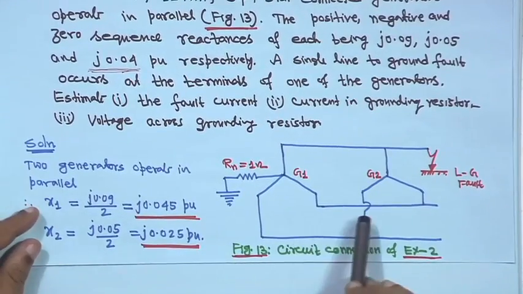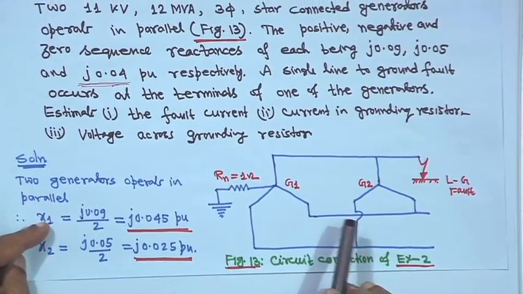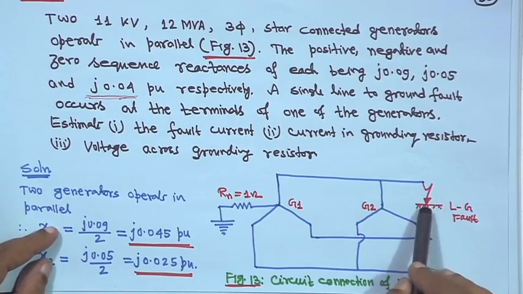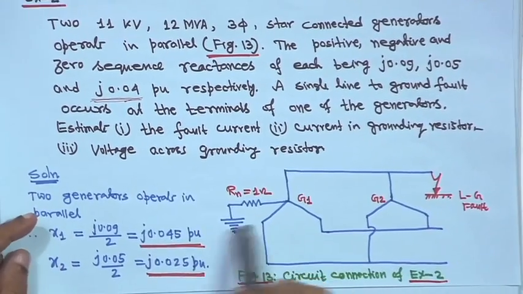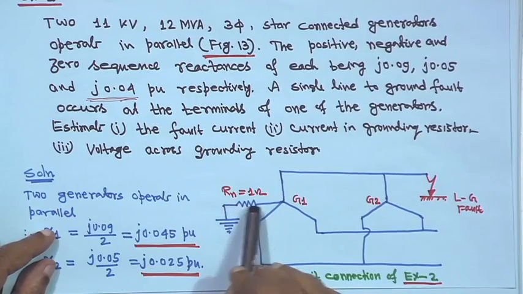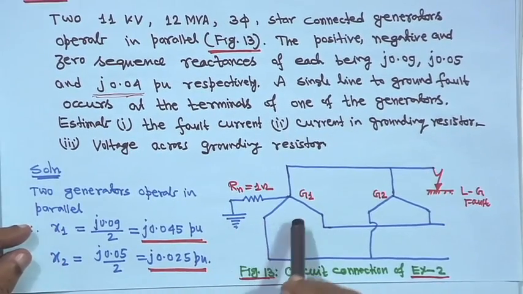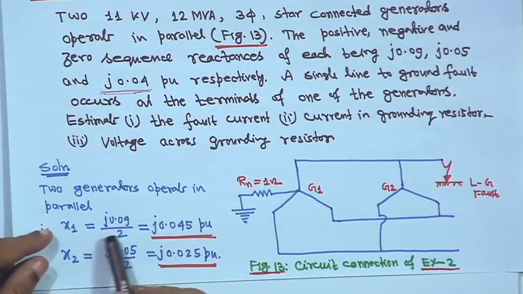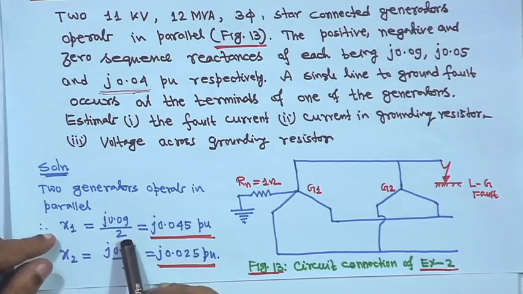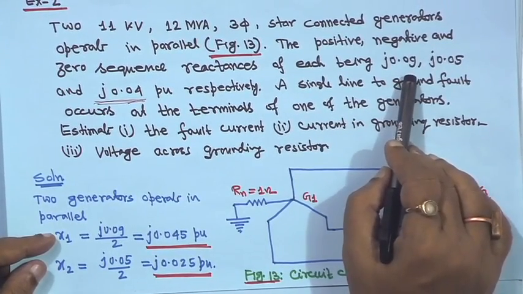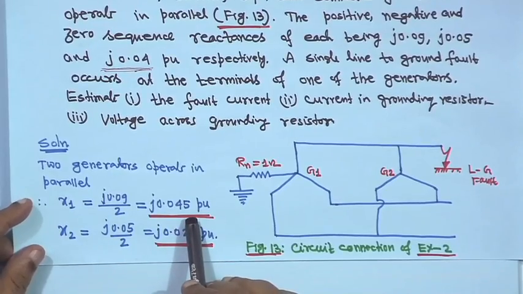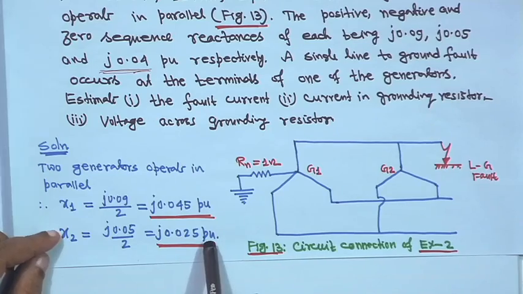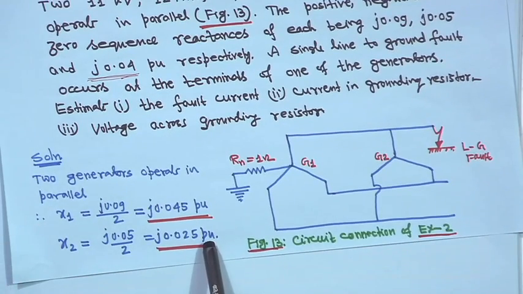So, these two generators are in parallel and they are identical, 11 kV and 12 MVA 3 phase star connected. A line to ground fault has occurred here, and this grounding resistance is given, R_n is equal to 1 ohm. As they are in parallel, whenever we do such a thing, we go for per phase analysis. So, X1 will be equivalent to j 0.09 by 2, because both have the same positive sequence reactance. So, it is j 0.045. Similarly, for X2, j 0.05 by 2, that is j 0.025 per unit.